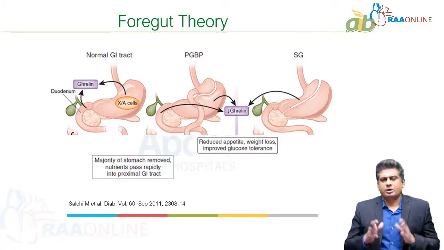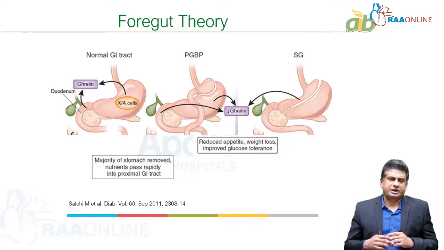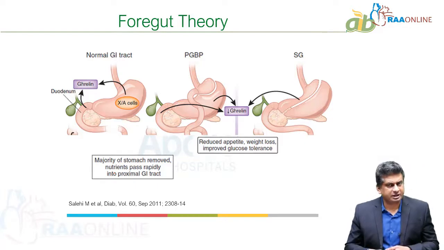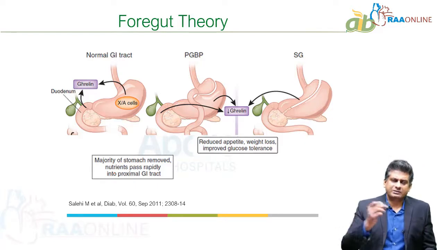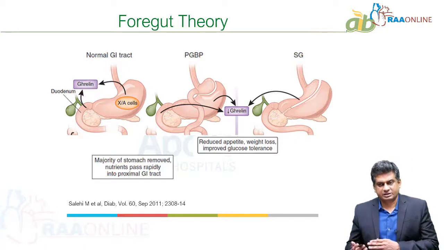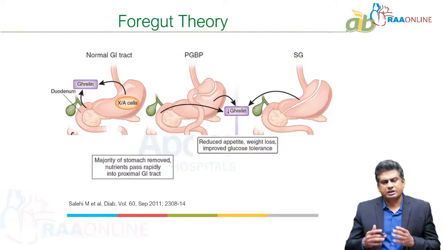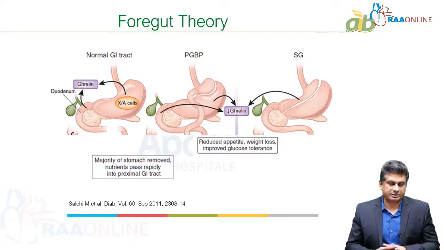When you do a normal GI tract eating, the X or A cells of the stomach secrete ghrelin. This ghrelin will have some impact on the duodenum and increases the secretion of what we call the incretin group of hormones. And the majority of the stomach is removed in a bypass or a sleeve, where this ghrelin secretion comes down. So, they reduce the appetite by reducing the ghrelin factor, while incretin secretion is not restricted.